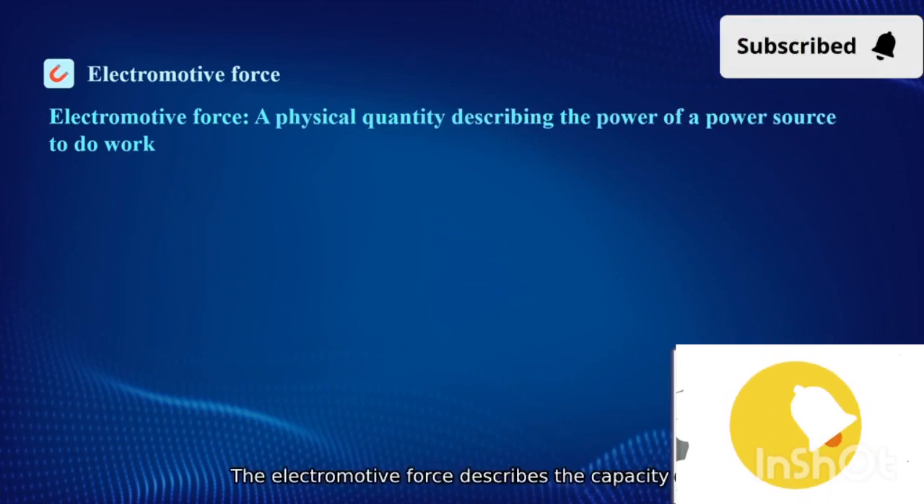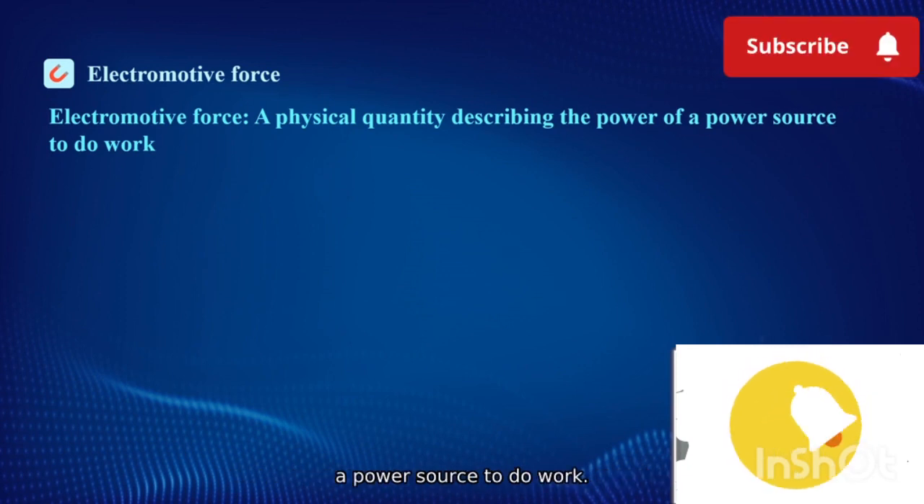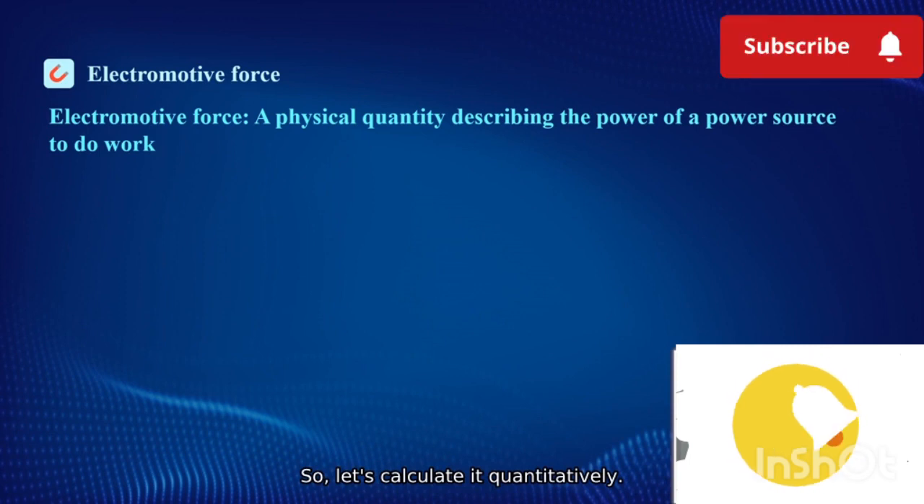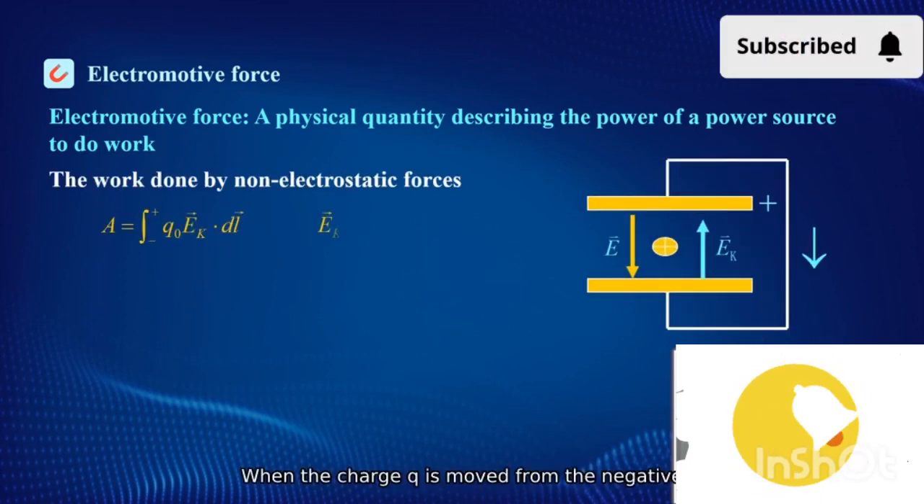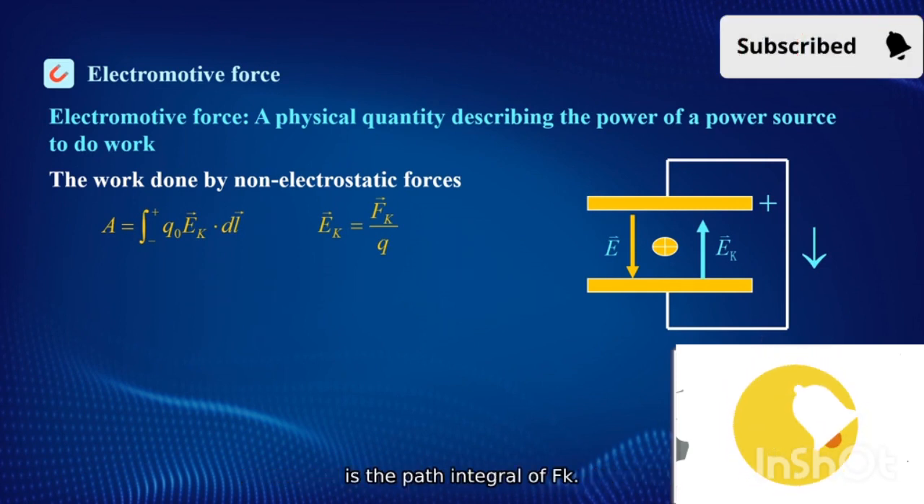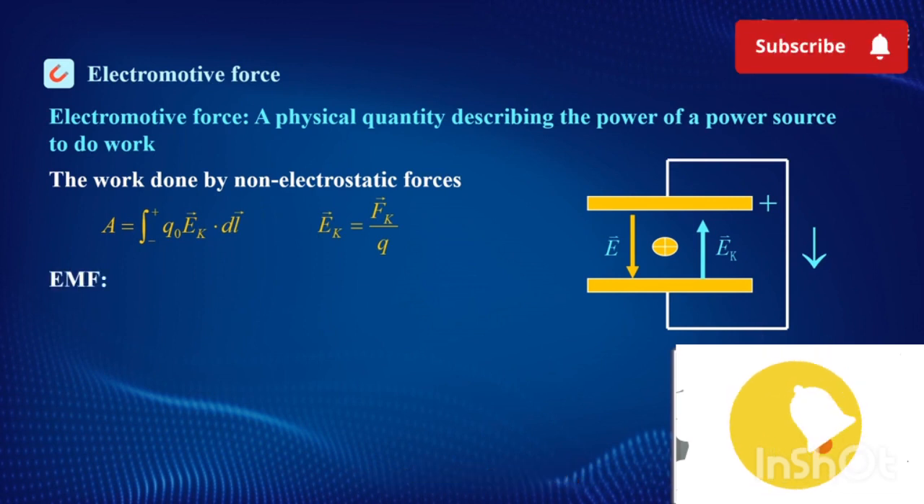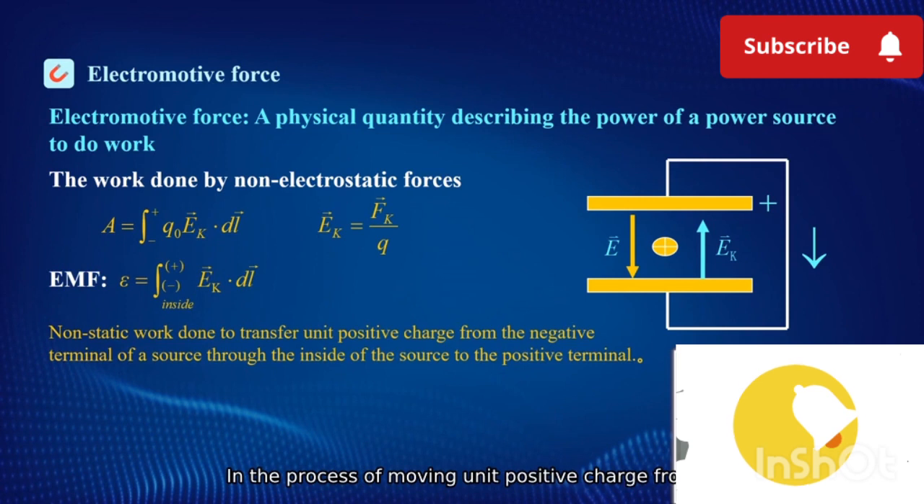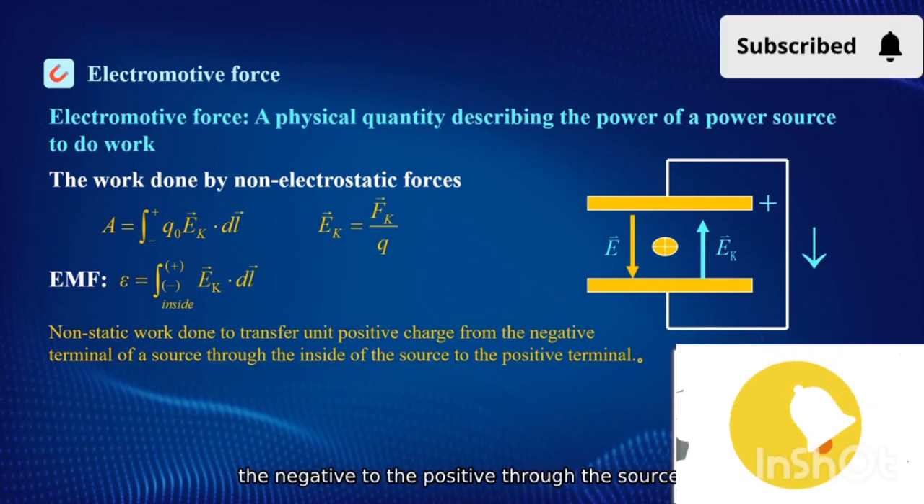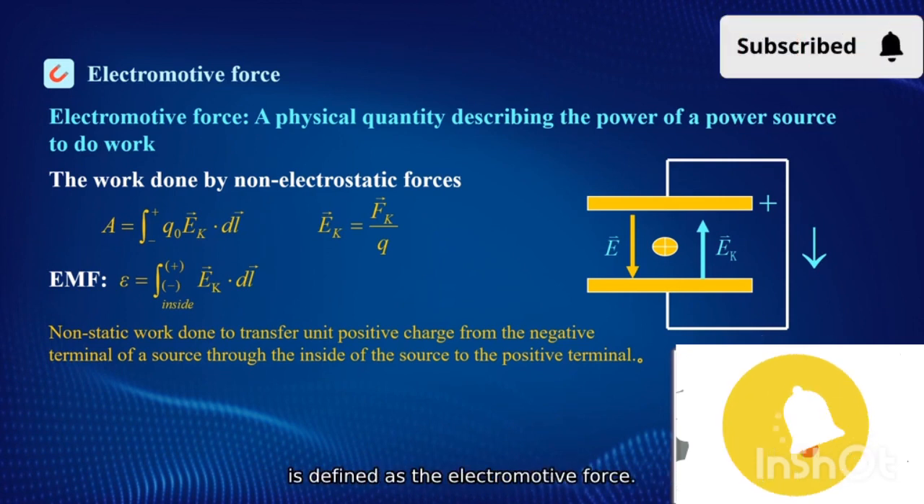The electromotive force describes the capacity of the power source to do work. So let's calculate quantitatively. When the charge q is moved from the negative to the positive through the inside of the source, the work done by the non-static force of the source is a path integral of Ek. In the process of moving a unit positive charge from the negative to the positive through the source, the work done by the non-static force is defined as the electromotive force.